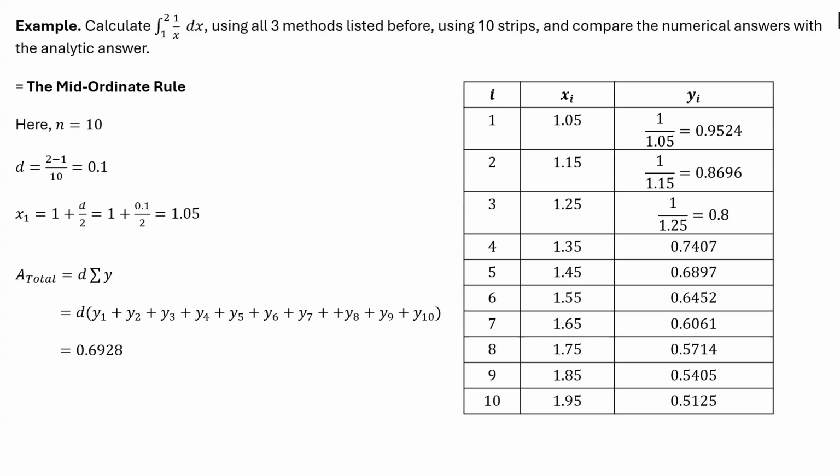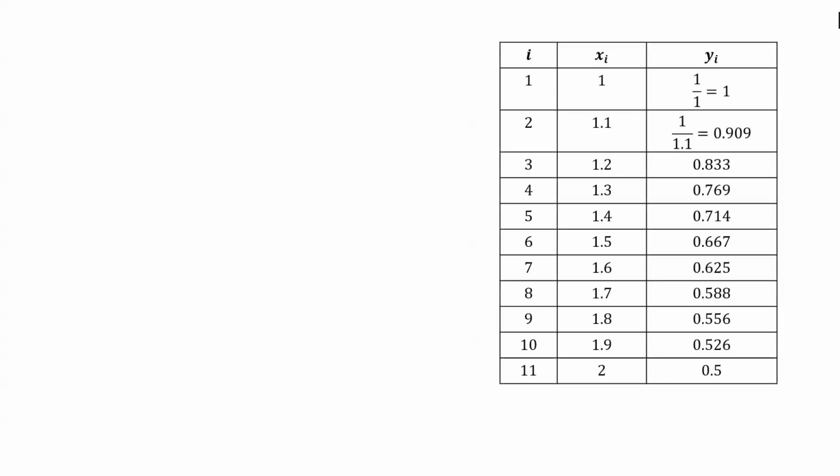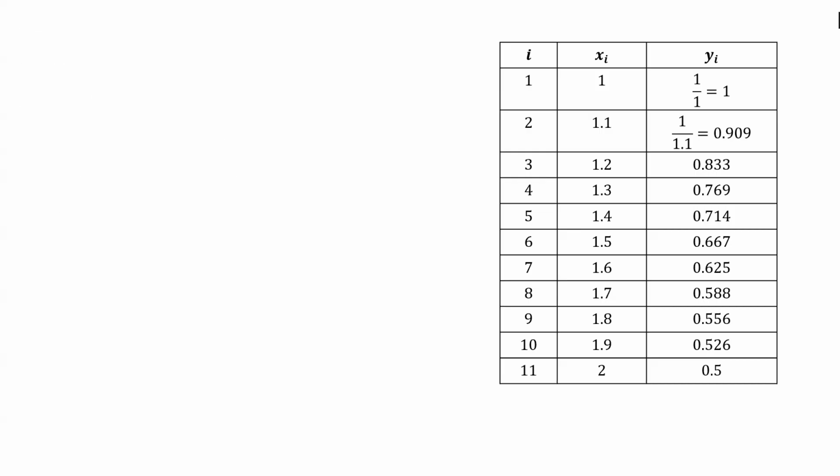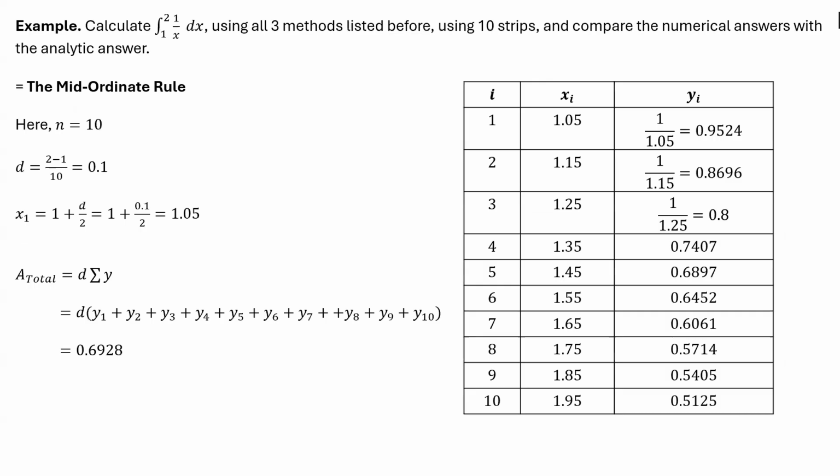For the next rule, which is the trapezium rule, our table slightly changes because we don't need to divide d by 2, because we take the total width of the trapezium. So if we put all the values into the equation, we get our result, which is 0.6937. So here you can see for the trapezium, it gets 0.6937, and for the mid-ordinate rule, the result becomes 0.6928.